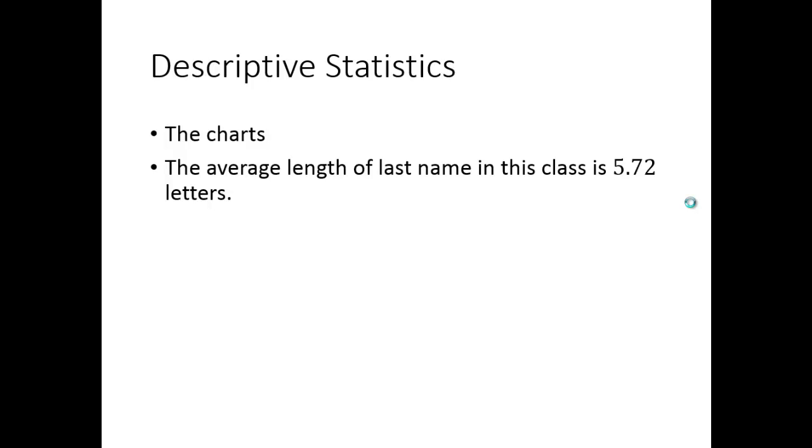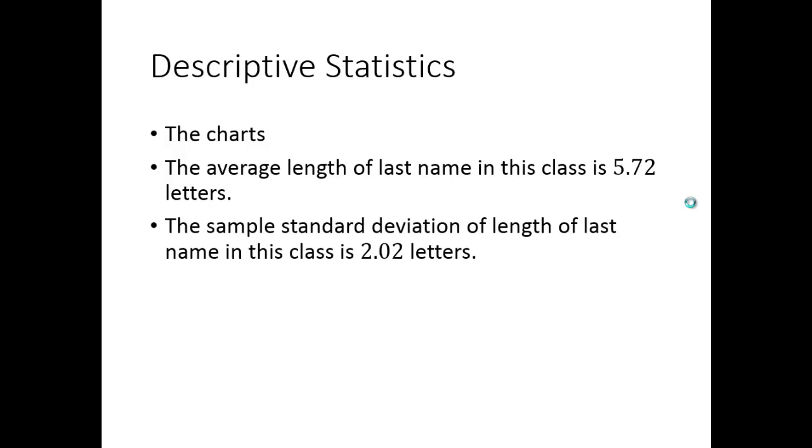Here, I'm guessing a lot of you are familiar with that. Something that's probably a little less understood right now, though some of you may be quite familiar with this. So we can do a sample standard deviation of the length of last names of the class. That works out to be 2.02 letters. So our average was 5.72. Sample standard deviation is 2.02. We'll talk about these two things a fair amount throughout the class and sort of what they mean in terms of distribution.